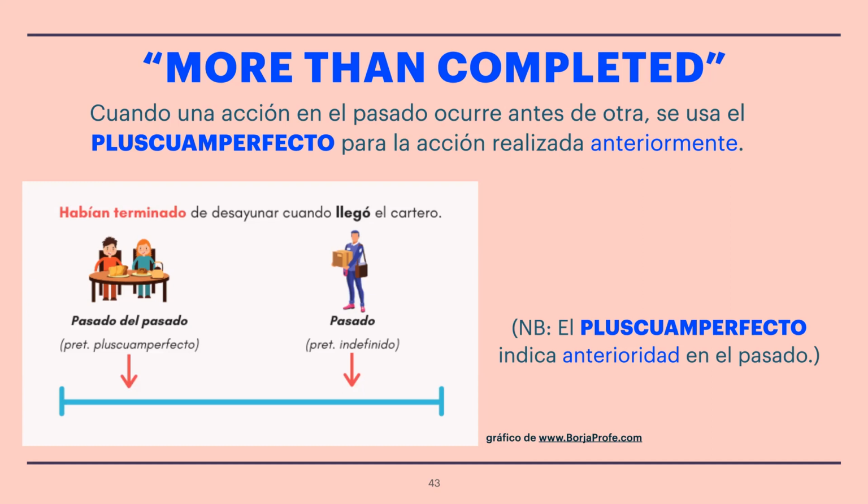Habían terminado de desayunar cuando llegó el cartero. Son 2 acciones en el pasado, pero la primera acción de haber terminado de desayunar ocurrió antes de la llegada del cartero. Pasado del pasado, el pluscuamperfecto, ocurrió antes del pasado, la llegada del cartero. So, usamos el pluscuamperfecto para indicar la anterioridad en el pasado. Y ustedes ya saben esta conjugación porque ya son expertos en la conjugación, pero este es el tiempo verbal pluscuamperfecto.